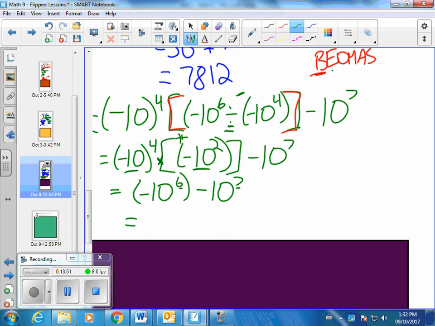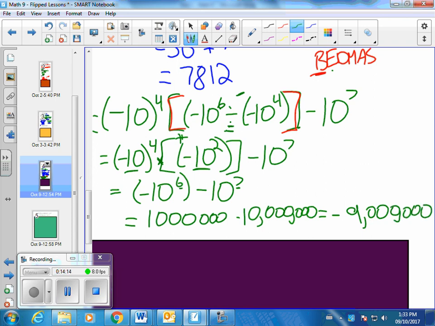So negative 10 to the 6th power gives me 1 million, minus 10 million, equals negative 9 million.